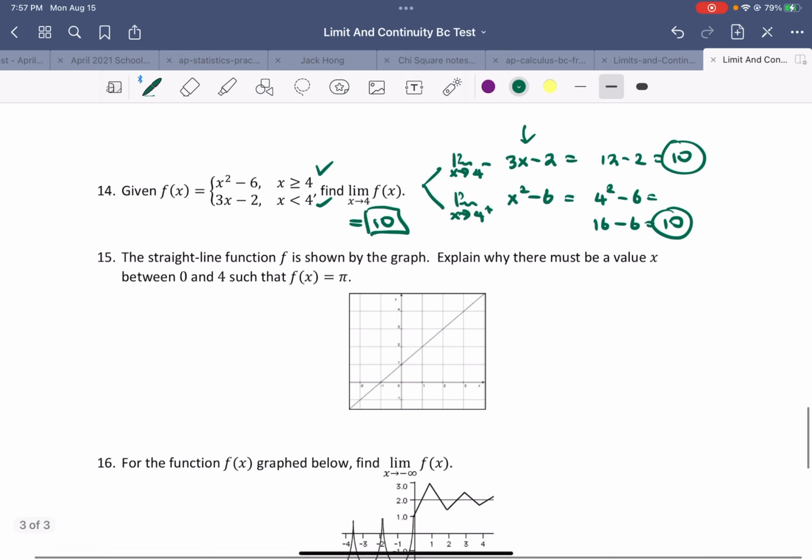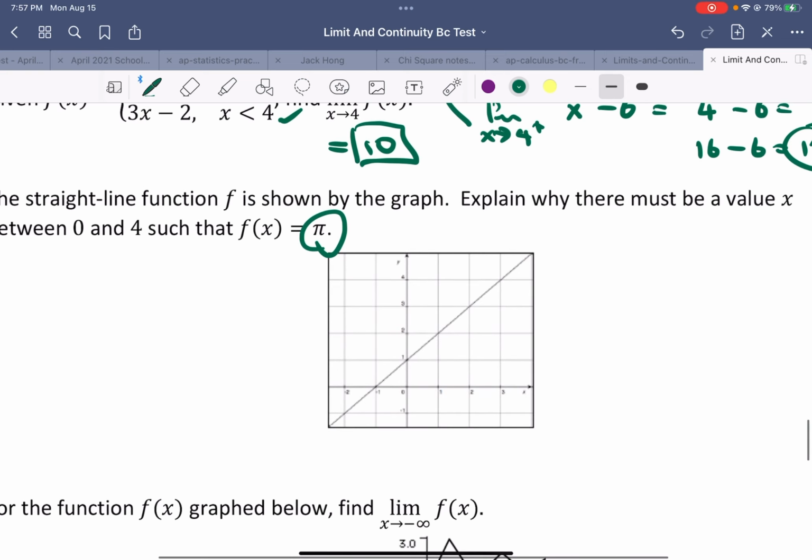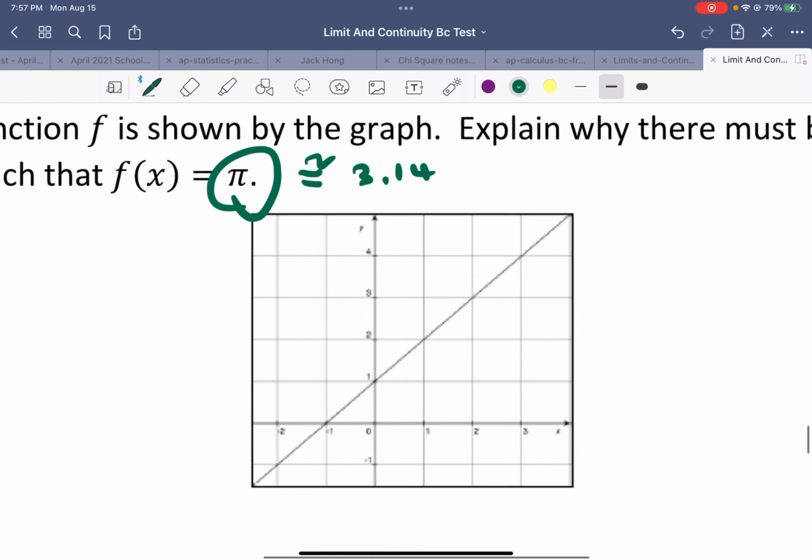The straight line function f is shown by the graph. Explain why there must be a value x between 0 and 4 such that f of x equals pi. So your y value is pi. So let's see. What is pi? It is approximately 3.14, we all know. So 3.14 is somewhere here. Okay. So at that time your x value is somewhere here, somewhere between 2 and 3. Right?